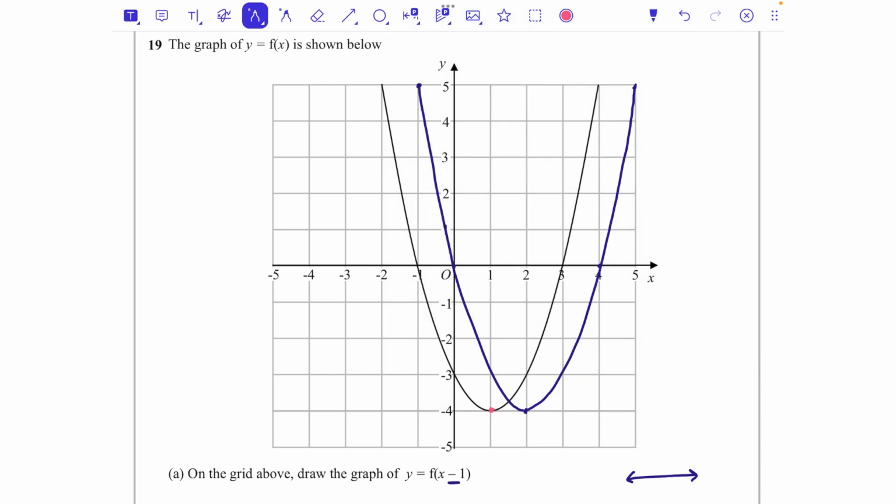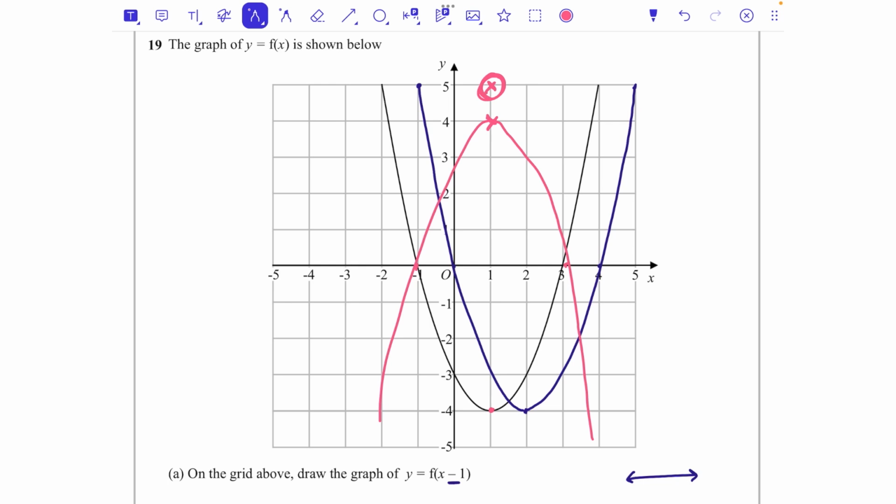So I'm going to take this value here and reflect it up here. And I know that these would stay the same like that. That would be the reflection. But then we also need to move it up 1. So the turning point would end up being here.